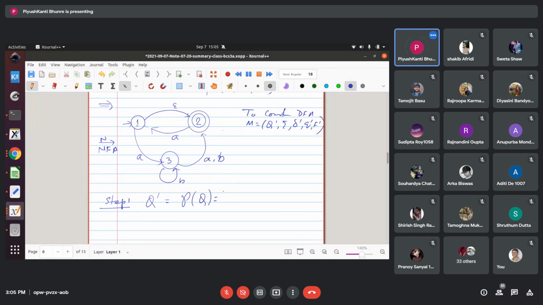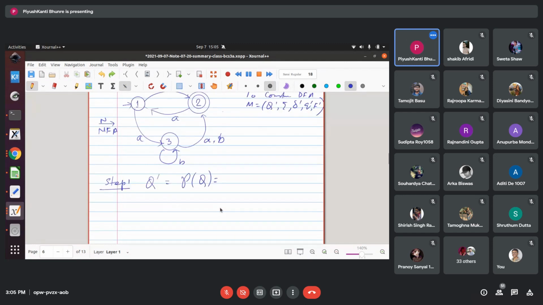Just write it here. The empty set, the subsets that contain a single element, the subsets that contain 2 elements, and the subset that contains 3 elements. Note that this is Q'.